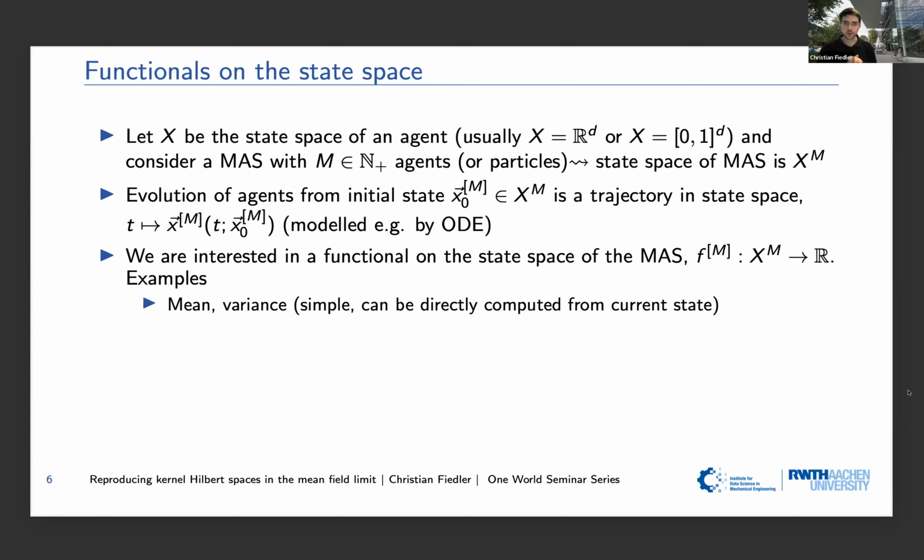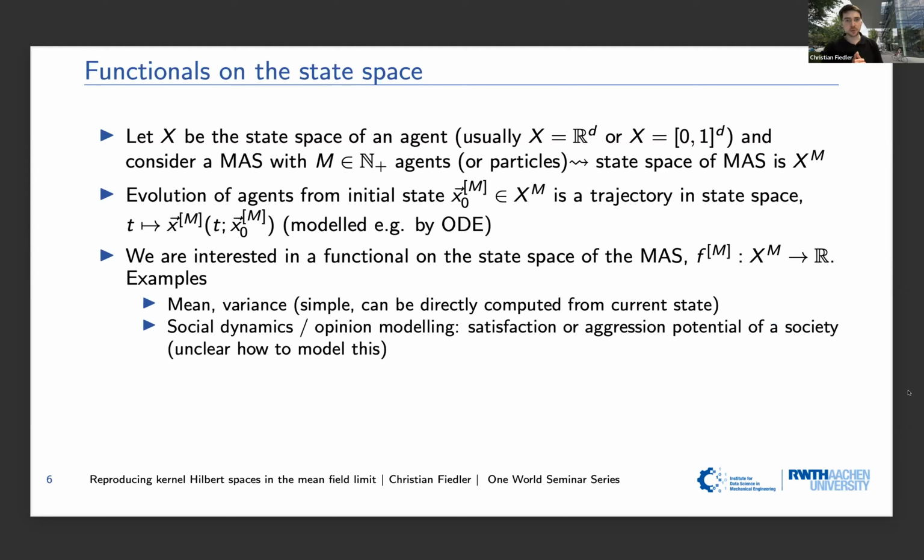For example, such a function could be the mean or the variance of the states. Obviously, these are almost trivial examples, because if you know the state, you can simply calculate it, since they are defined by a closed-form formula. However, as I said, lately these types of systems have been applied in more complex modern domains. For example, suppose you want to do social dynamics modeling, opinion modeling, which has been a rather active topic for the last, let's say, 10 years. Then you can ask questions like, what is the satisfaction of a given society modeled with this type of system, or even the aggression potential, given, for example, that the state space is in the form of an abstract opinion space.